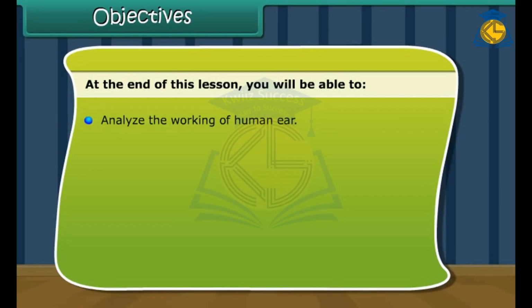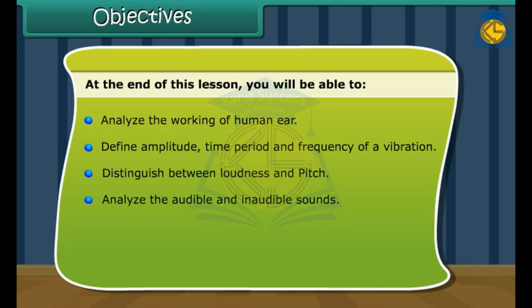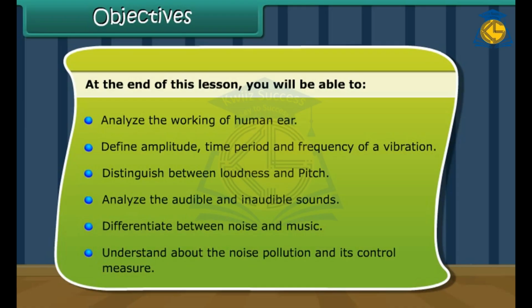analyze the working of human ear, define amplitude, time period and frequency of a vibration, distinguish between loudness and pitch, analyze the audible and inaudible sounds, differentiate between noise and music, understand about the noise pollution and its control measure.